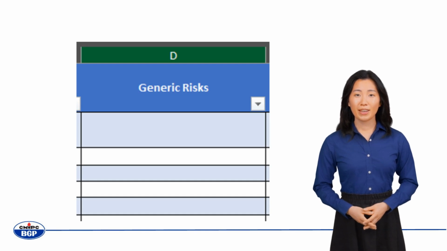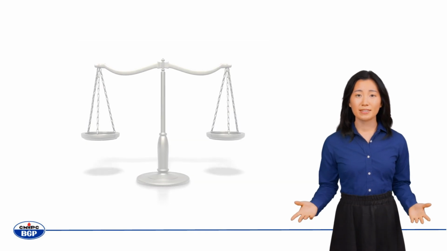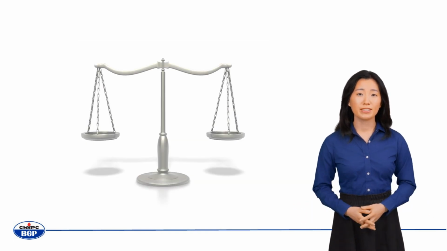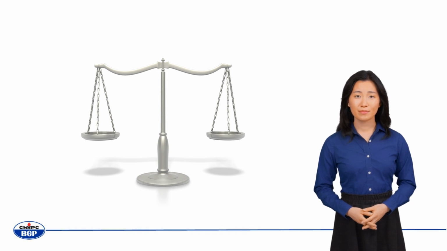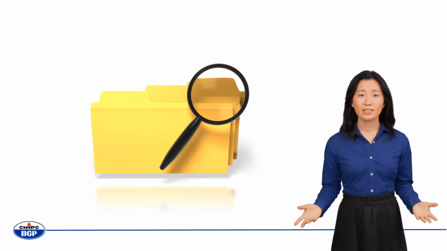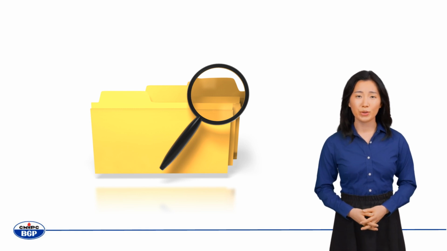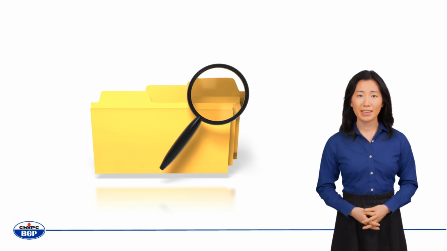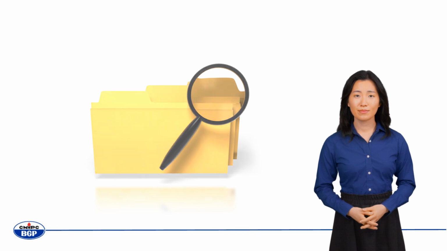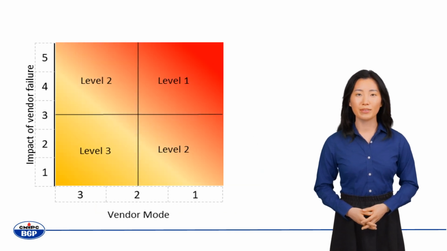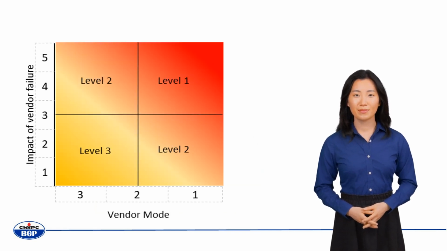Once we have identified all of the generic risks of our vendors, we need to evaluate the risks and categorize them according to the risk they present to BGP Offshore. We categorize our vendors so that we know what controls we are going to look for before we allocate any work to them. Now let's look at how we evaluate the vendor risk.